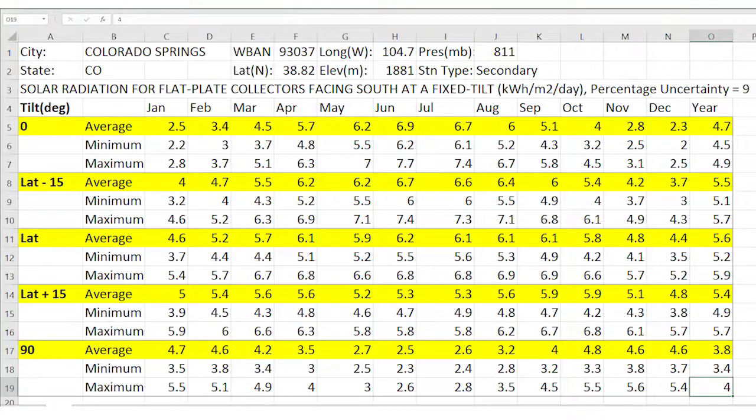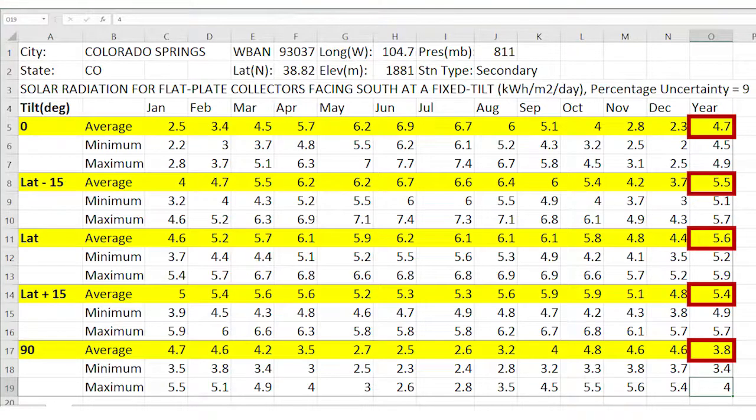We're only concerned with the average values shown in this table: 4.7, 5.5, 5.6, 5.4, and 3.8, which are the average insolation values per day for a typical year at those angles. We receive the most insolation at latitude tilt in this case, 5.6 full sun hours per day. At latitude minus 15, however, we would get slightly less energy, only 5.5 full sun hours per day. In the next section, we'll use this information to position solar panels for optimal energy production.